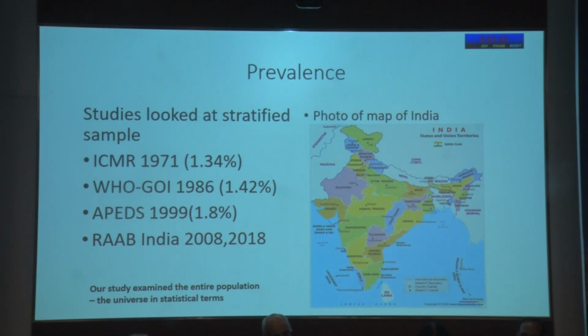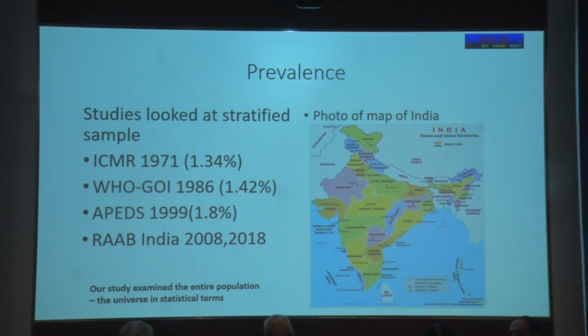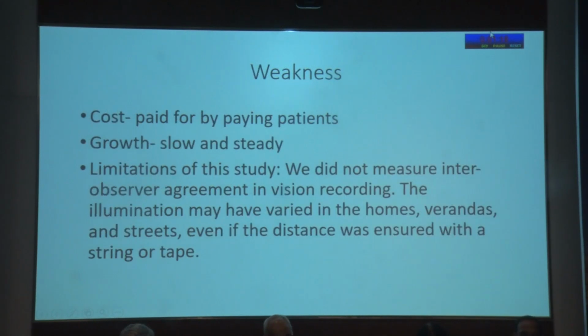All the other prevalence studies, the famous ICMR study, the WHO survey, APEDS, all of them are looking at stratified sampling. This is our first study in which we have seen the entire universe or the entire community and of all age groups, and we have come to a conclusion that it is 0.26% is the prevalence of blindness, which was less than what was started out at the Alma Ata declaration.